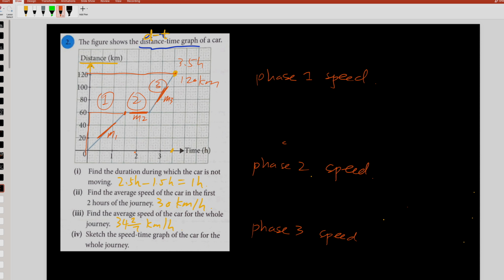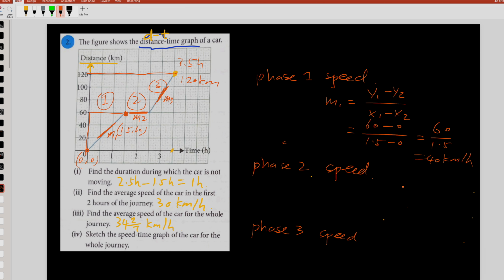Okay? How to find gradient 1? Gradient is y1 minus y2 over x1 minus x2, right? So you need to find 2 points. This point is your 0, 0. Then this point is your 1.5 and 60, right? So substitute in: 60 minus 0, then 1.5 minus 0. So 60 divided by 1.5 is 40 kilometers per hour. Like I said, for this flat line, the gradient means 0.